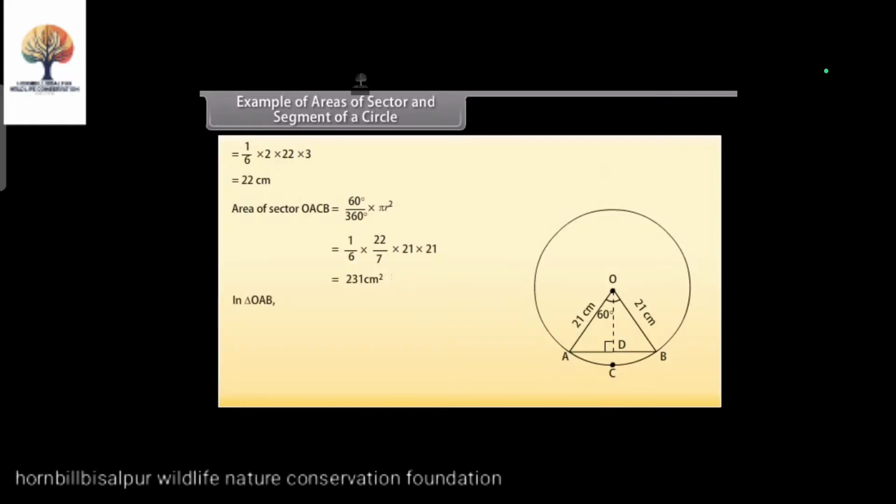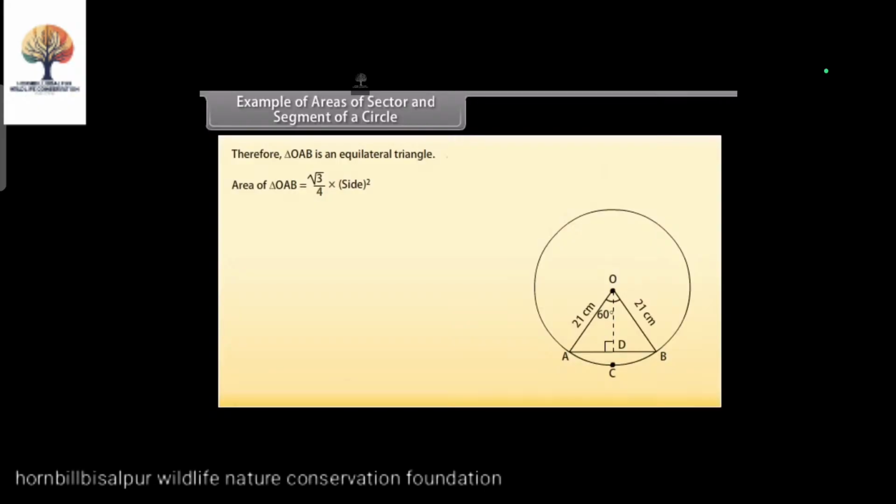In triangle OAB, angle OAB is equal to angle OBA as OA is equal to OB. Angle OAB plus angle AOB plus angle OBA equals 180 degree. 2 into angle OAB plus 60 degree equals 180 degree. Angle OAB is equal to 60 degree. Therefore, triangle OAB is an equilateral triangle.